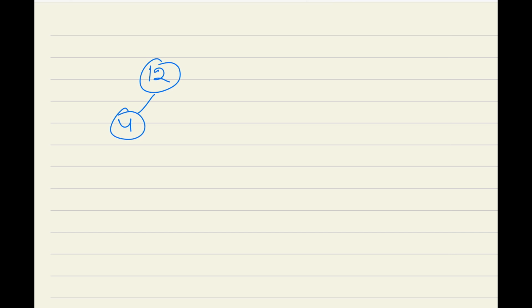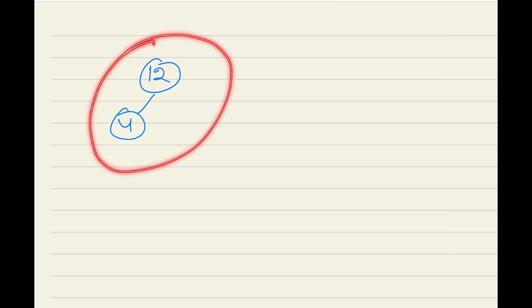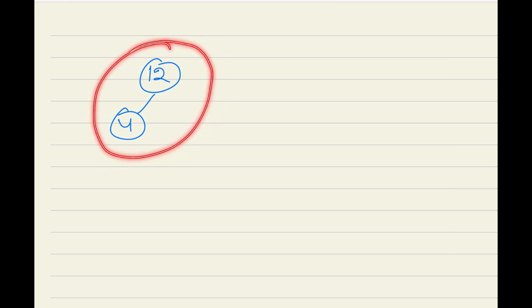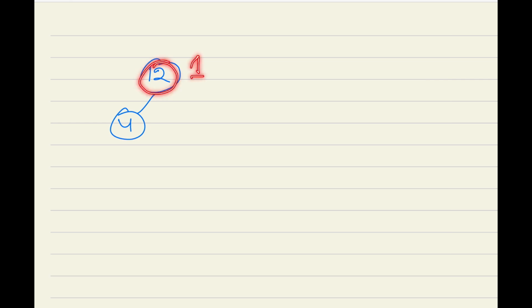we have a root and its value is 12. Now its left subtree is 4. So this AVL tree is a balanced one, or this tree is an AVL tree, because for the node 4 the balance factor is 0, for the node 12 the balance factor is 1.